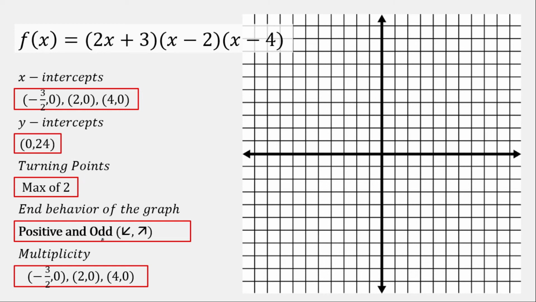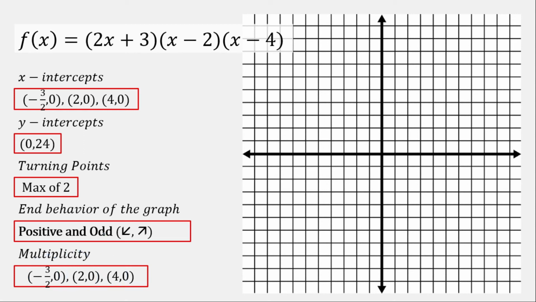Now, for the leading coefficient, where do we get this? We just multiply the first term, the x's of all the factors, and we get 2x raised to 3. And this is positive and this is odd. So that's why we have this end behavior. No multiplicity, no x-intercept occurs twice or more, so this is good as it is.